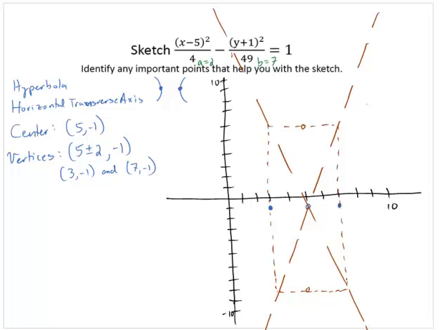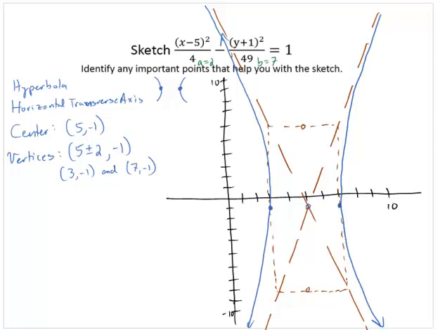And so the curve, remember, has a horizontal transverse axis. And what it does is it's going to kind of hug the asymptote, go through the vertex, and bounce off down to the other asymptote. Asymptote, vertex, asymptote.